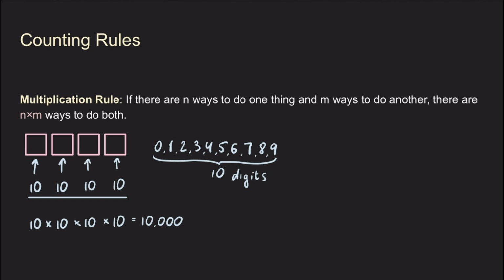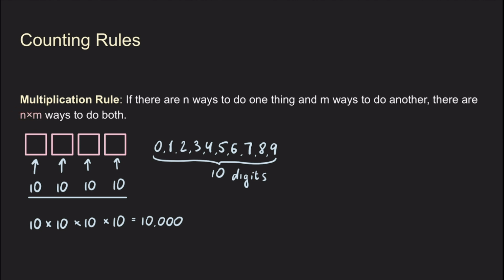Before diving into permutations and combinations, let's cover counting rules. The first is the multiplication rule, which tells us that if there are n ways to do one thing and m ways to do another, then there will be m times n ways to do both.